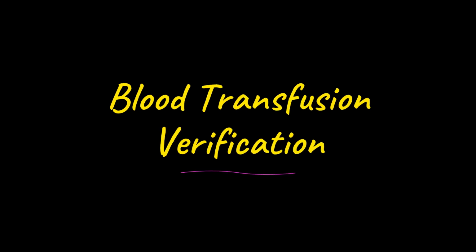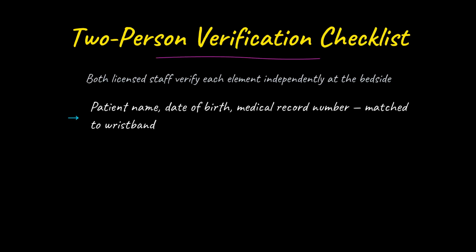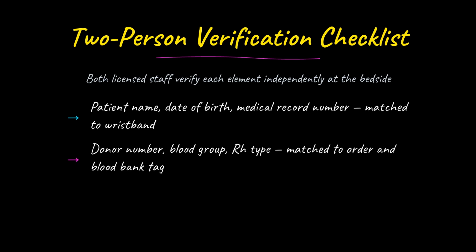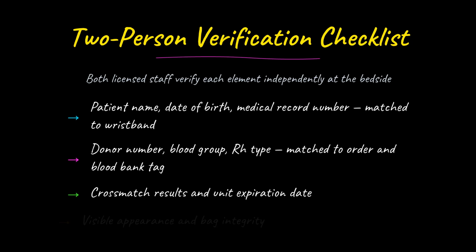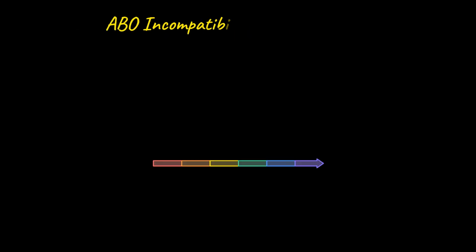Before any blood product reaches a patient, a strict two-person verification process must occur at the bedside. This standard exists because errors in blood administration carry an exceptionally high consequence. Even small volumes of incompatible blood can be fatal within minutes. Both nurses check the same 4 categories separately: the patient's identifiers against the wristband, the unit's identifiers against the order, the cross-match and expiration, and the physical condition of the bag. Any discrepancy stops the process until it is resolved.